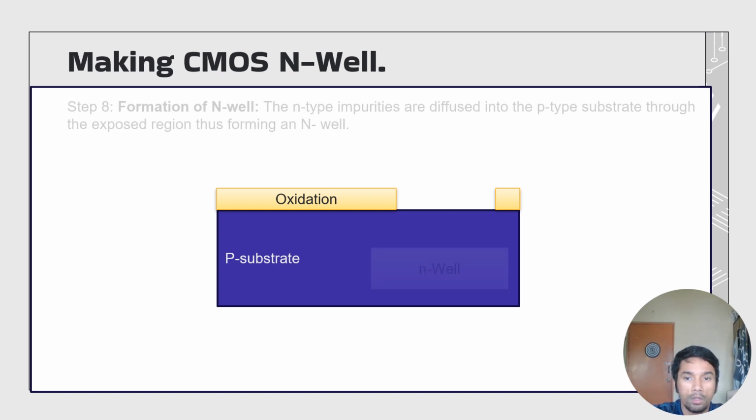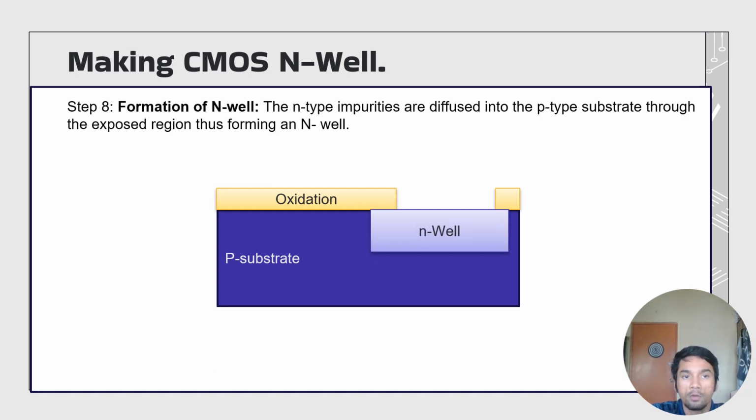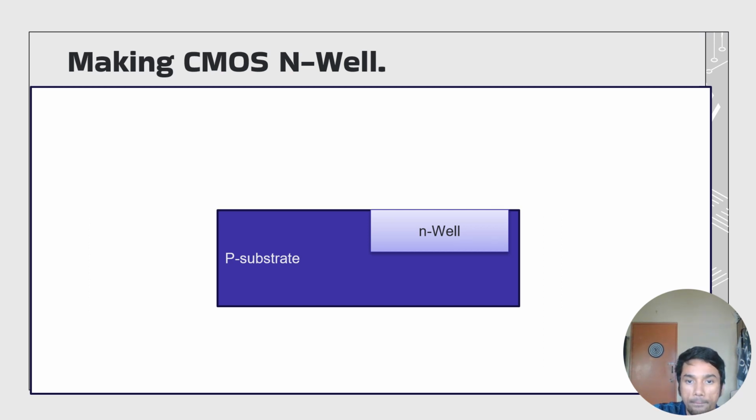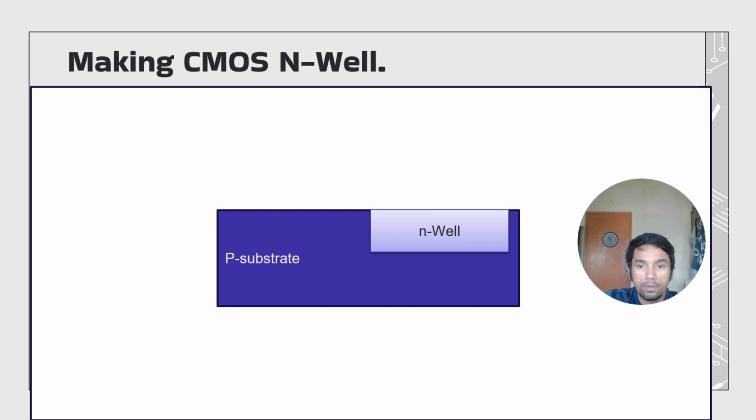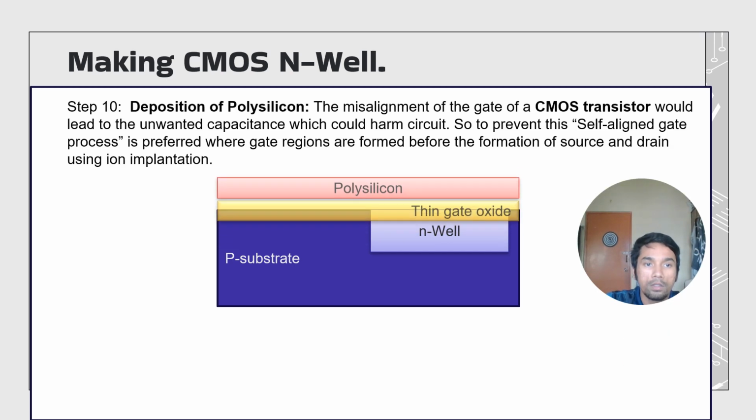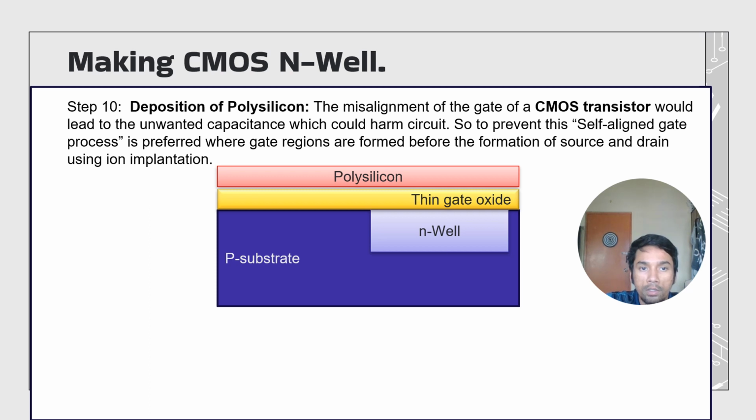Step number 8 is the formation of the N-well, in which the N-type impurities are diffused into the P-type substrate through the exposed region, thus forming an N-well. Step number 9 is we remove the silicon oxide layer by using hydrofluoric acid. Step number 10 is deposition of polysilicon.